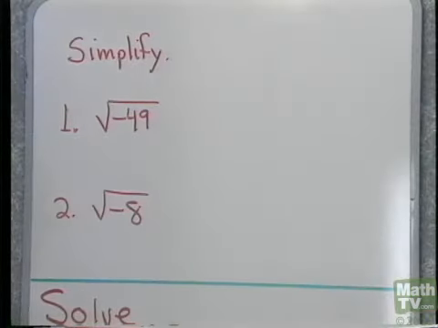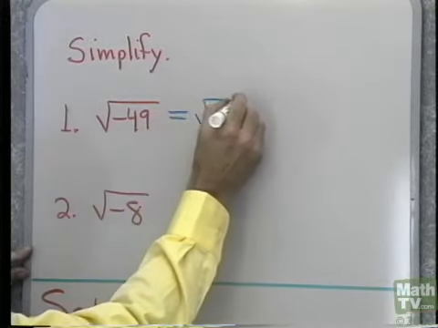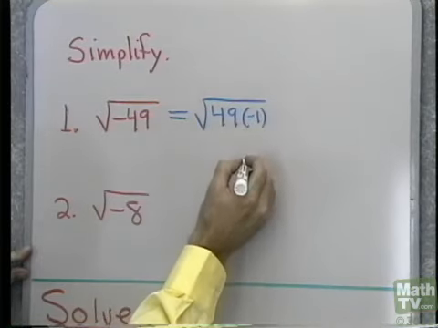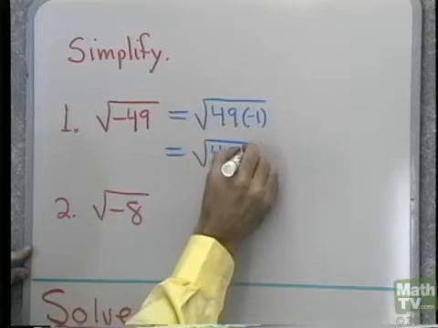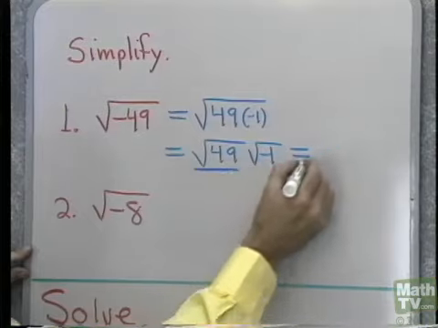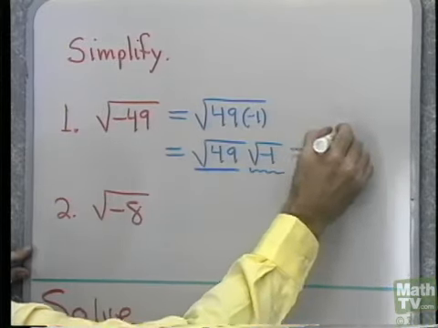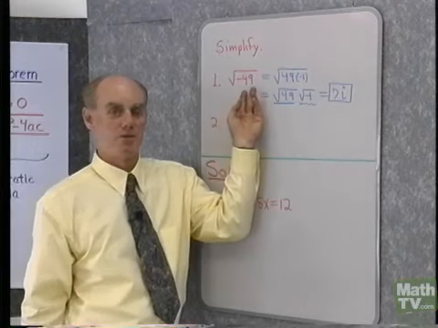Suppose that I have the square root of negative 49. What I'm going to do is think of this as the square root of 49 times negative 1. I'll divide it up that way, then I'll have square root 49, square root negative 1, and that will give me square root 49 is 7, and square root negative 1 is i by definition. So that's how I'm going to handle square roots of negative numbers from now on.